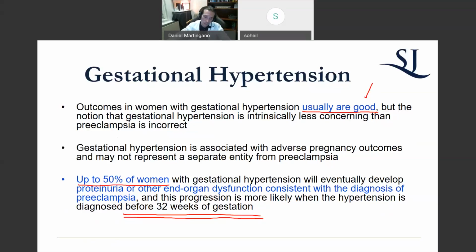And remember, our prenatal appointments get closer together when you get past, say, 36 weeks. It's every week. At 32 weeks, if you had missed a diagnosis of gestational hypertension, you may not see that patient until 3 weeks later. So at which point you would have missed that progression. So this is why it matters.